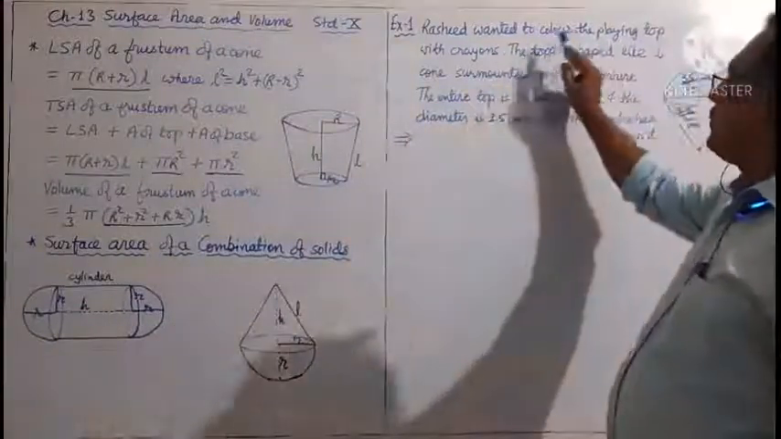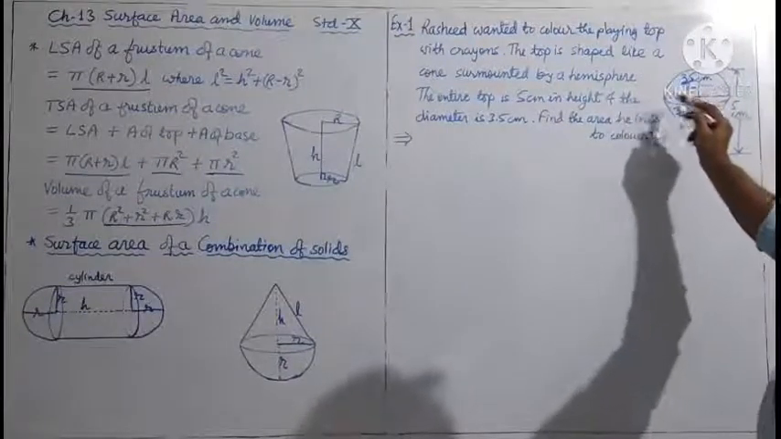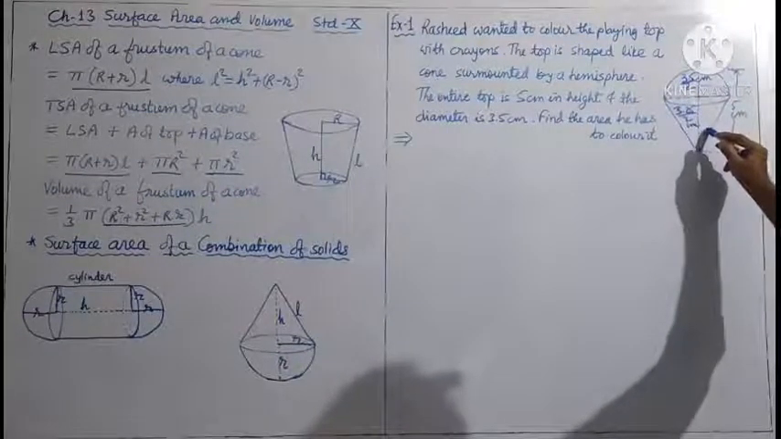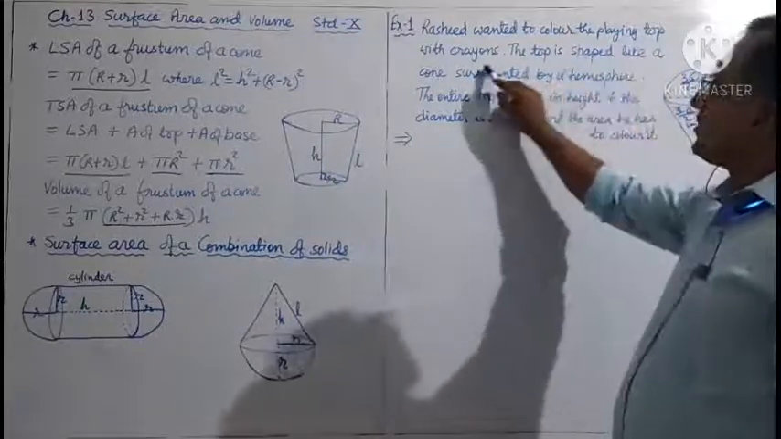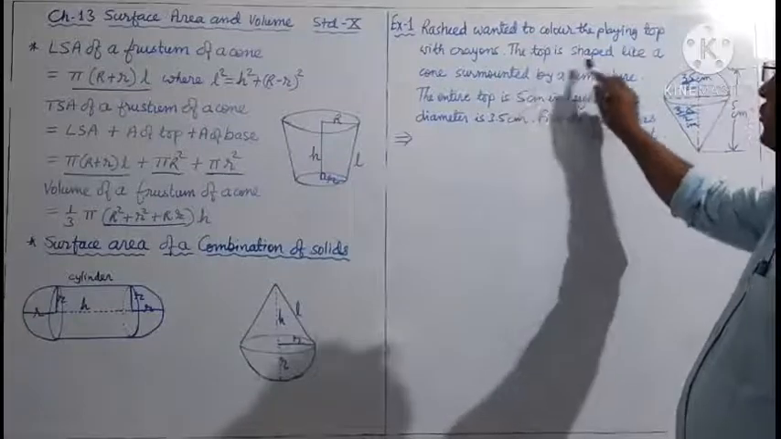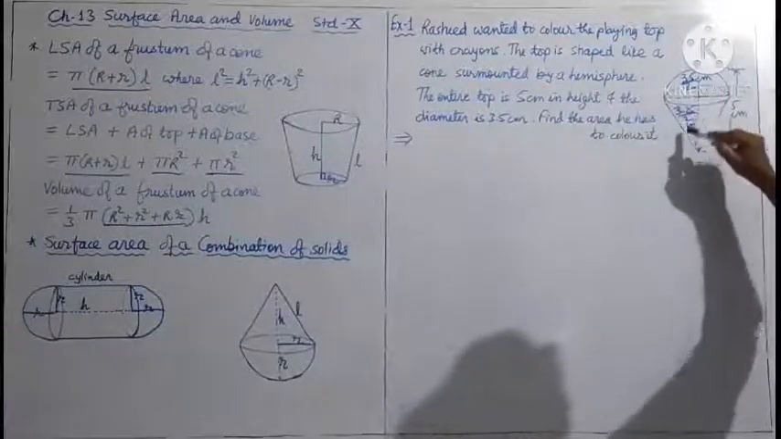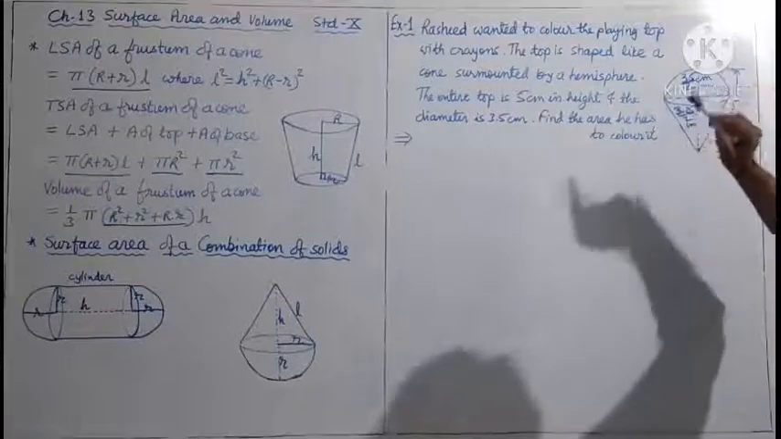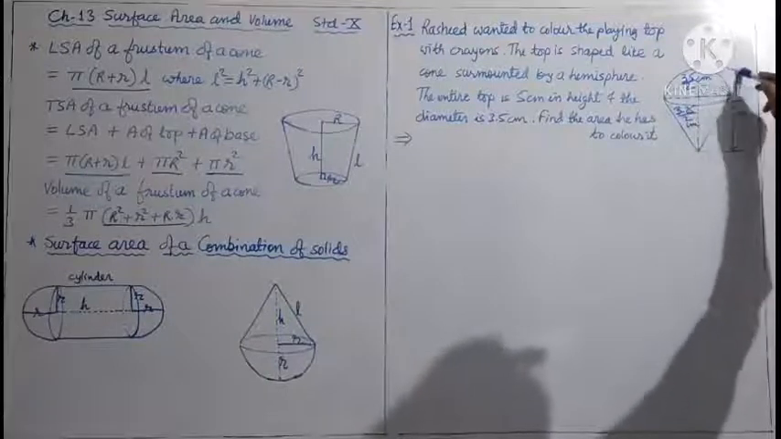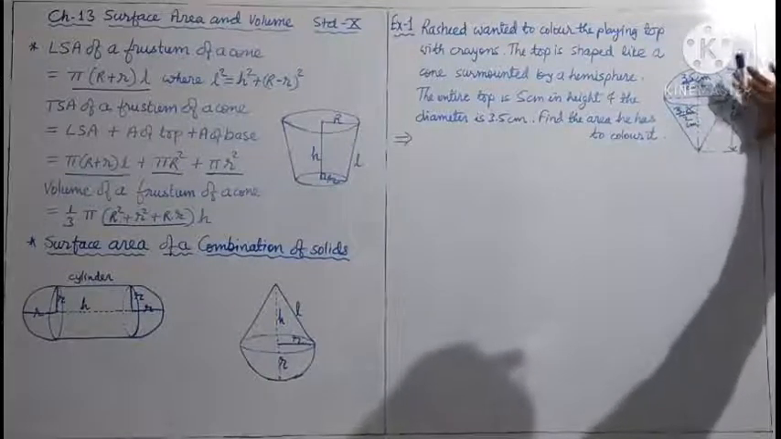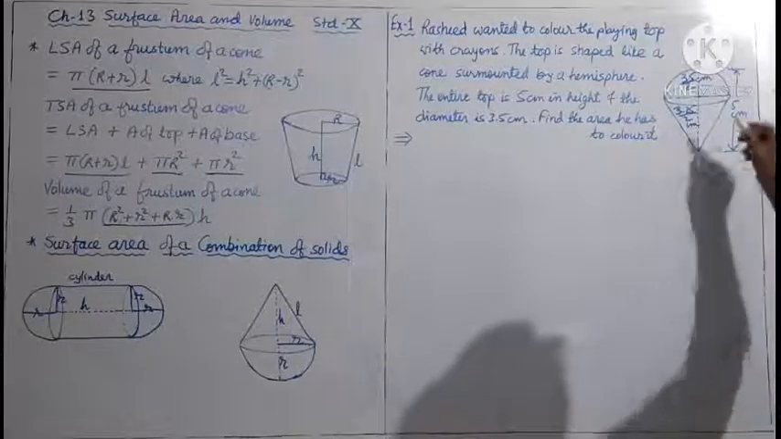Here Rashid wanted to color a toy top. The top is conical in shape having a hemispherical top, so the toy top he wants to color with crayons. Now the top is in the shape of a cone surmounted by a hemisphere. It is a cone surmounted by a hemisphere. The entire top is 5 centimeter high. Height of the entire top is 5 centimeter from here to here. But here you can see this is the cone.